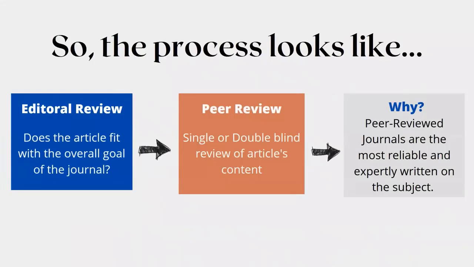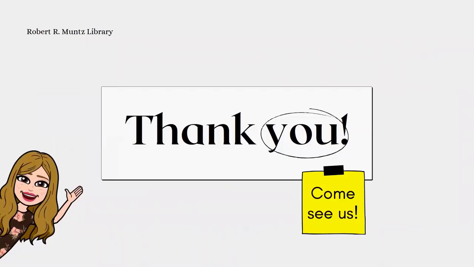To summarize, journal articles go through the process of editorial review to see if the work of the article matches the overall goal of the journal. Then a single-blind or a double-blind peer review is done of the article's content. This produces articles that are both reliable and expertly written. So, when that professor is asking you to find peer-reviewed articles, they are really asking you to find the most reliable and expertly written papers on a particular subject. If you need help finding articles, talk to your subject librarian.